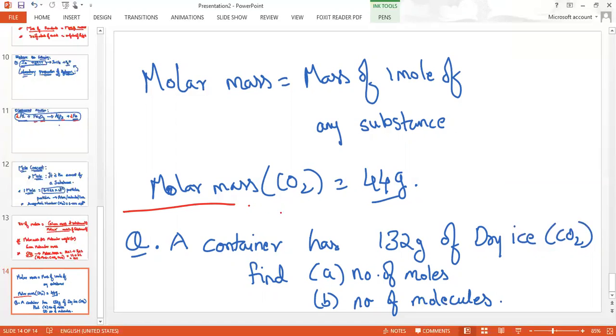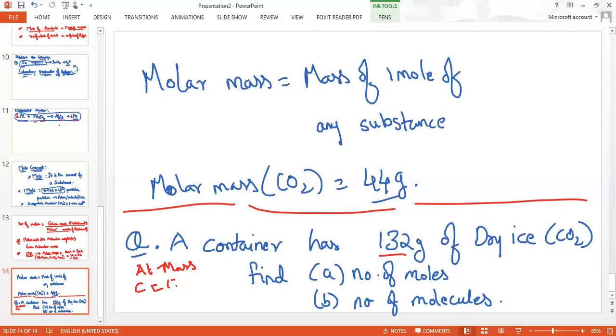It's 132, not 136. It is 132. The atomic mass of carbon is 12, oxygen is 16, you already know.